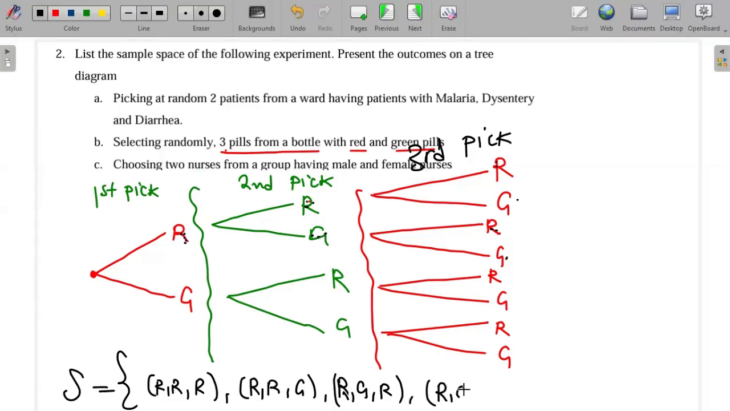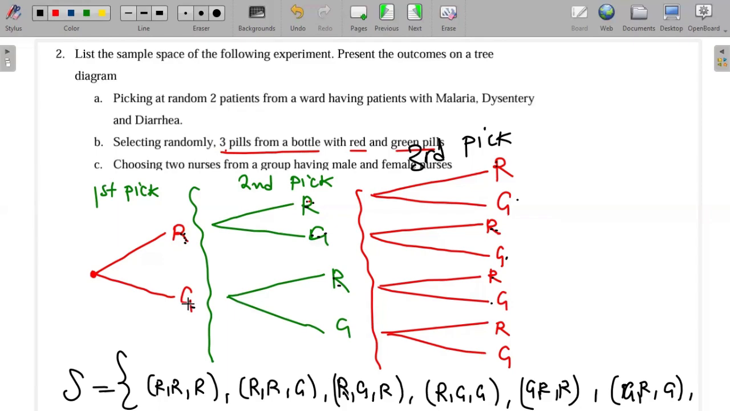So red, green, green. That would be another possible outcome. And then now this means I'm done, right? I'm done with the things that start with red. So now if my first pick was green, then it can be that I pick green, red, red. So it will be green, red, and then red. Or it can be green, red, green. So green, red, and then green.